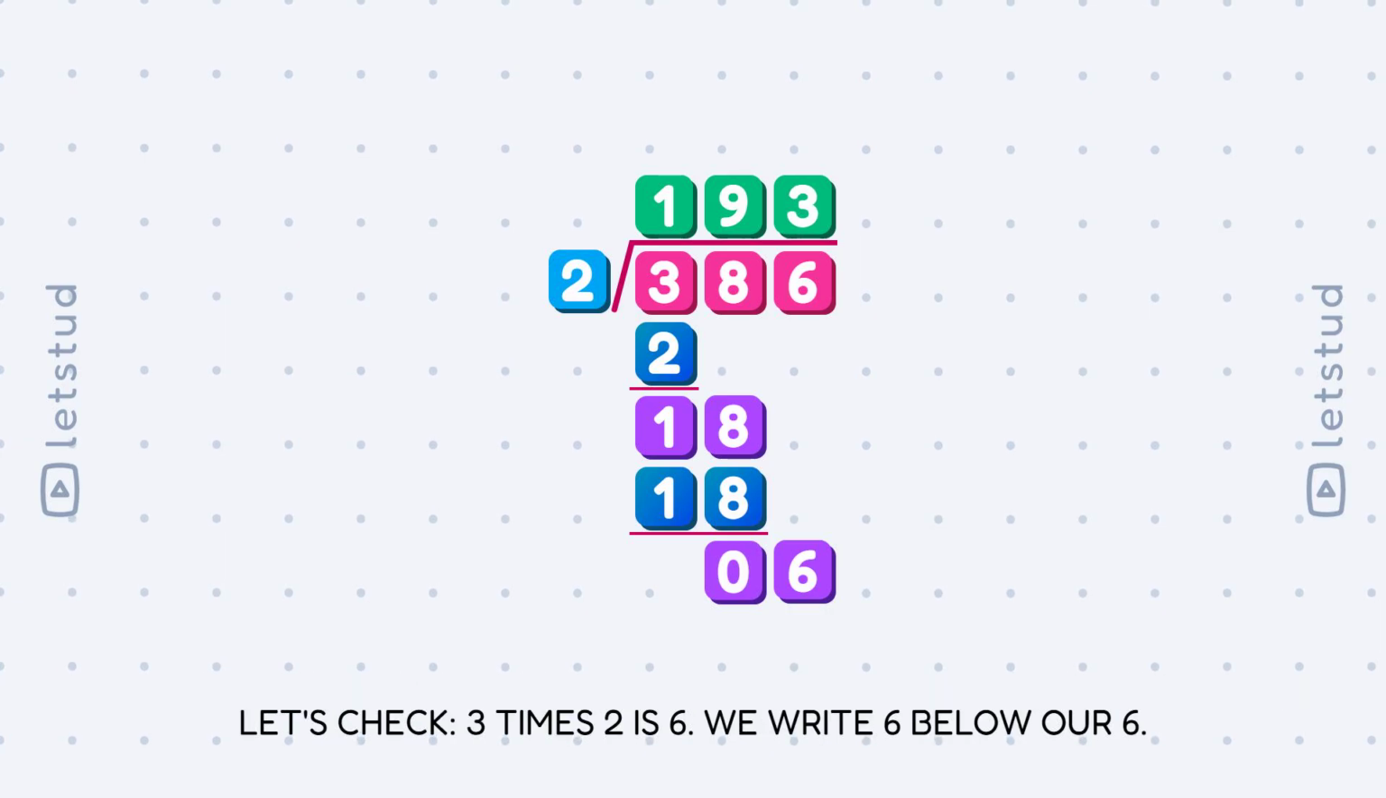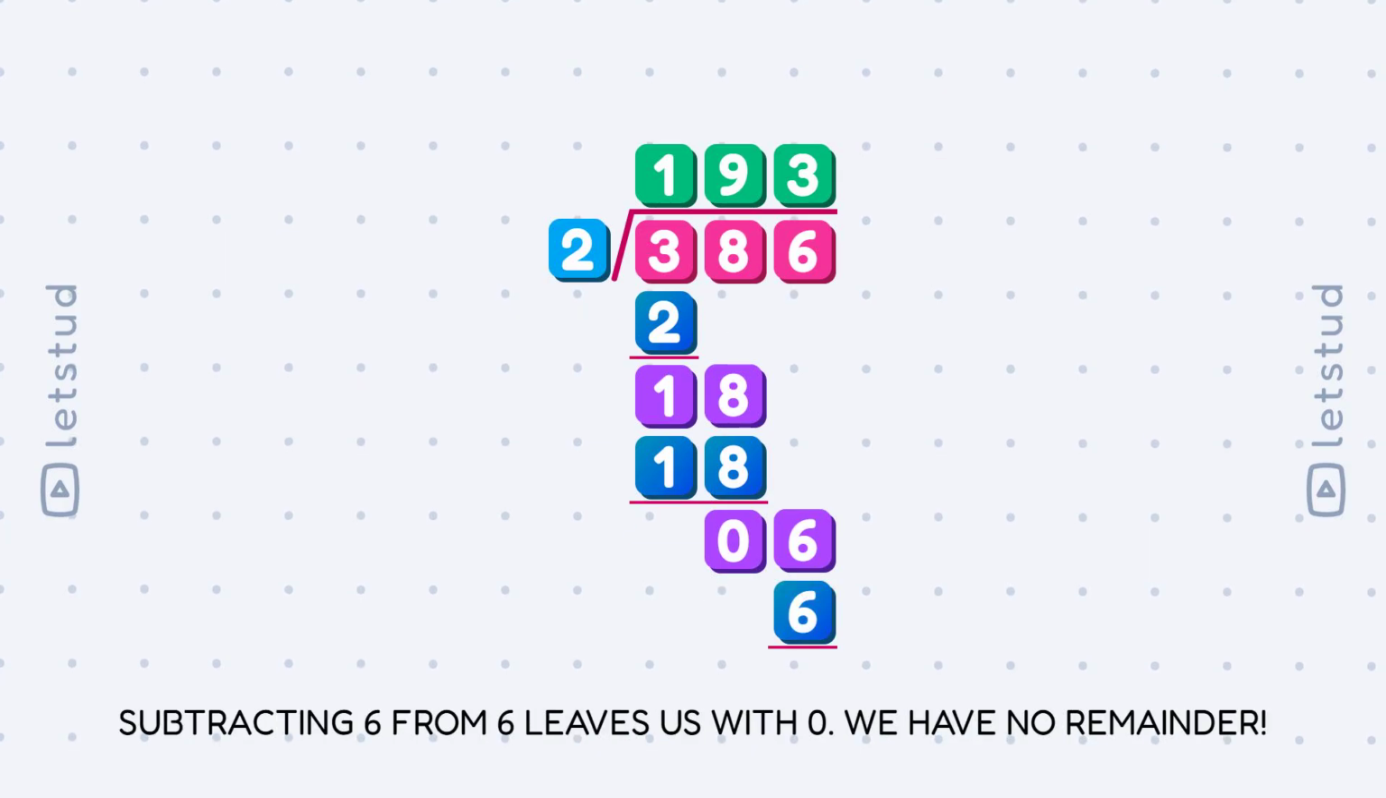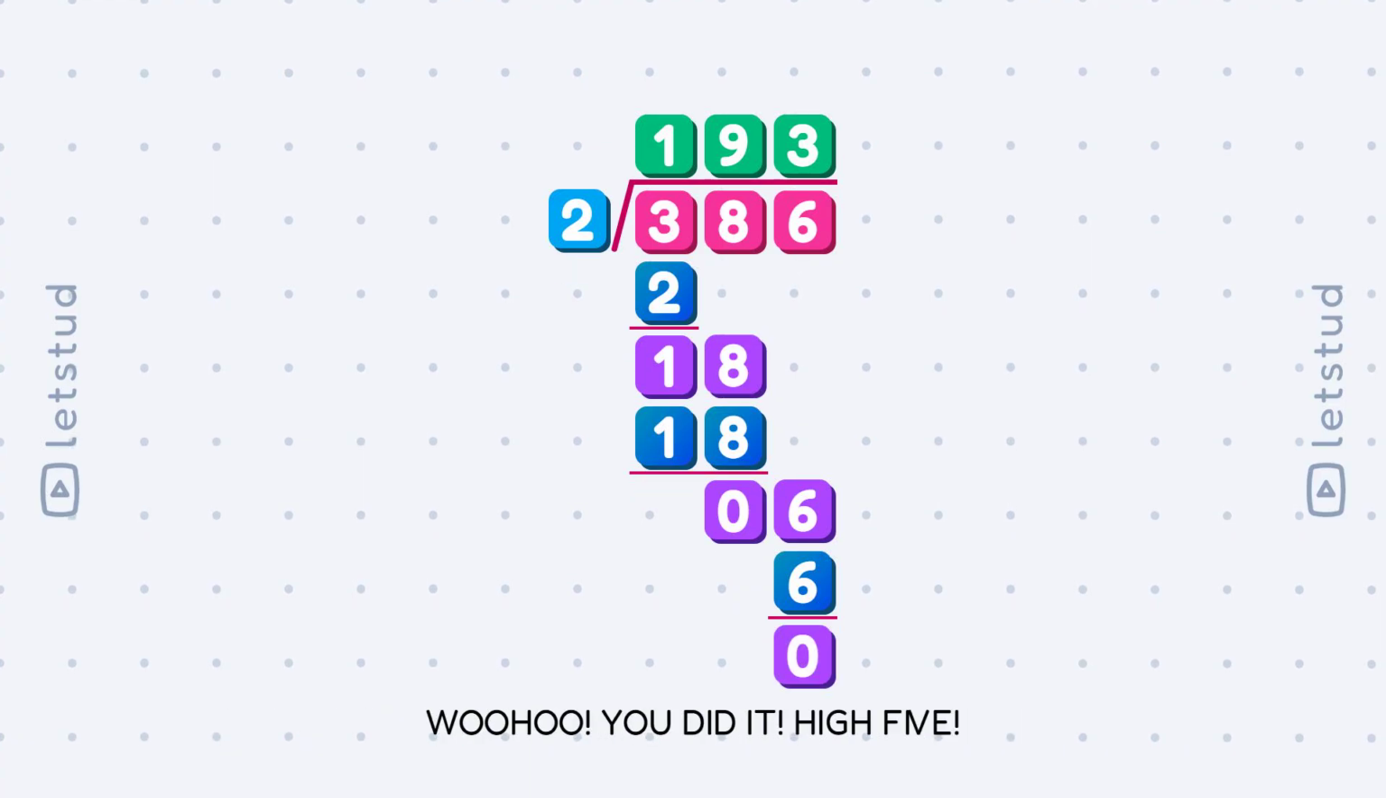Let's check. 3 times 2 is 6. We write 6 below our 6. Subtracting 6 from 6 leaves us with 0. We have no remainder. Woohoo, you did it.